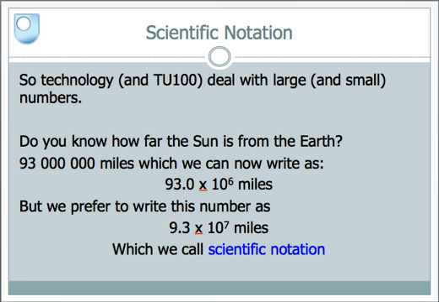So let's think about how we would deal with large and small numbers. What sort of large numbers do we deal with? Well, we deal in terms of gigabytes and terabytes in terms of disk storage. So we've got to be comfortable with large numbers. How far is the Earth from the sun, for instance? It's 93 million miles. And we've seen we don't like these large numbers with lots of zeros after them, so we're always trying to get rid of the zeros by using a power of 10 notation.